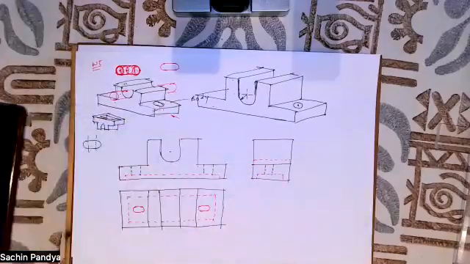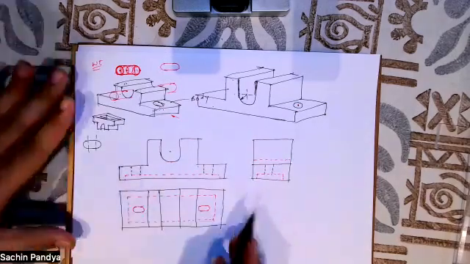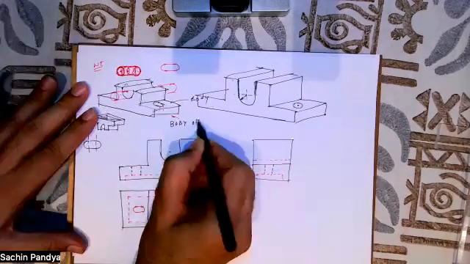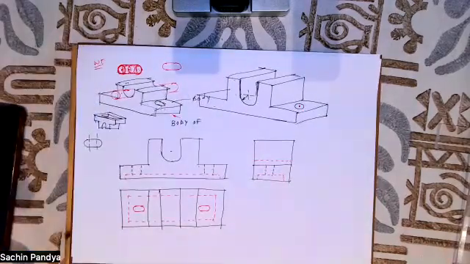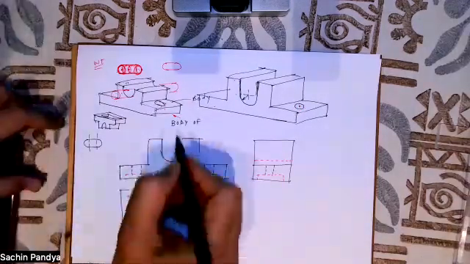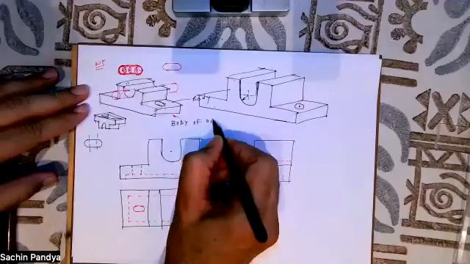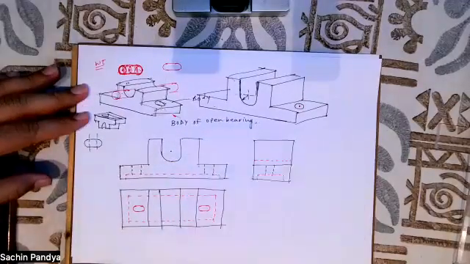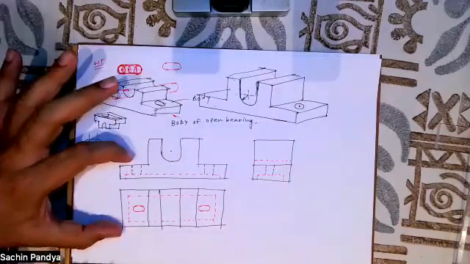So this is what we have done: a body with one circle. Yeah, this is the body of an open bearing. Got it? This is the one part.